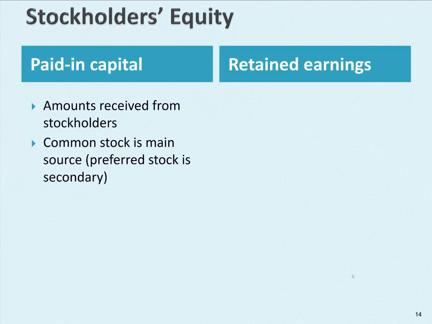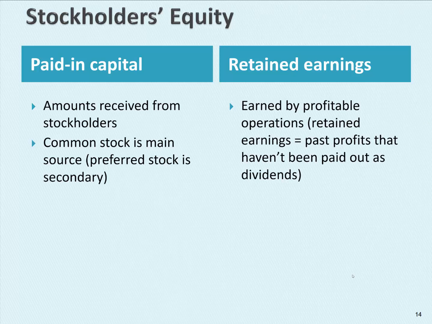Paid-in capital are amounts received from stockholders when they invest in the company. Common stock is the main source. A few companies have a stock called a preferred stock. That's a secondary source. Retained earnings, on the other hand, are earnings that were made from profitable operations. They're retained earnings, meaning they've been kept. So they're past profits that haven't been paid out as dividends.